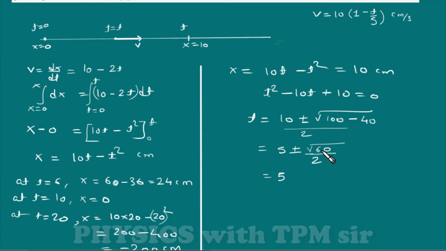So root 60 we can write 15 into 4, 2 will come outside the under root, and I will get plus minus root 15. So we have got two times, right? So at t is equal to 5 plus root 15 is one time, and other time is t is equal to 5 minus root 15.